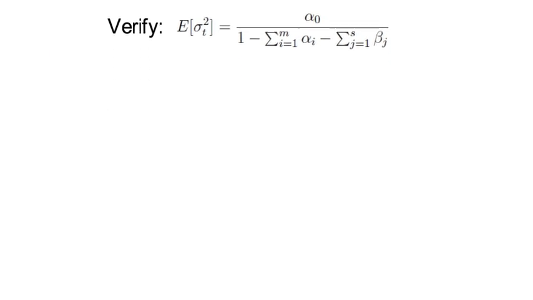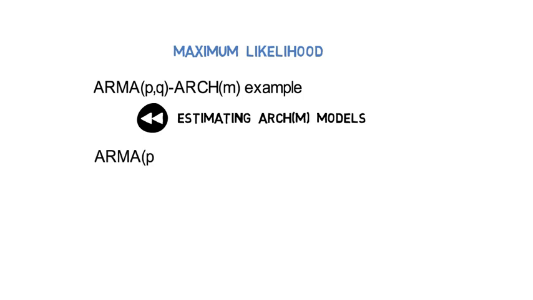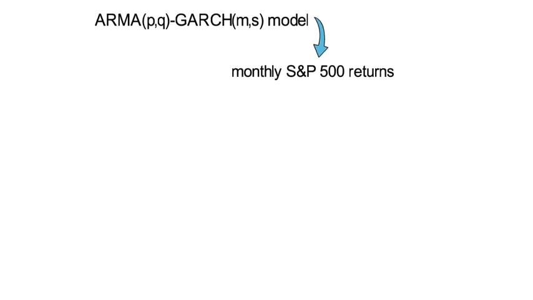So, now as with the arch processes, one can estimate the parameters of a GARCH MS model with maximum likelihood. For didactical purpose, I mimic the ARMA PQ ArchM example from the video on estimating ArchM models. In doing so, I assume that we want to fit an ARMA PQ GARCH MS model to a time series of monthly S&P 500 returns. So the resulting parametric model for monthly S&P 500 returns reads as follows.